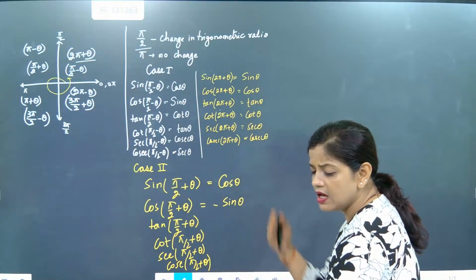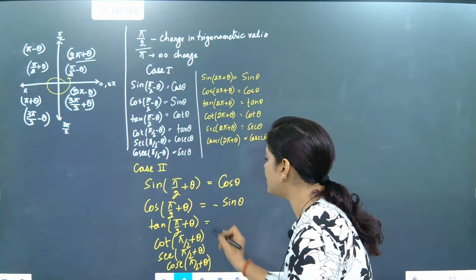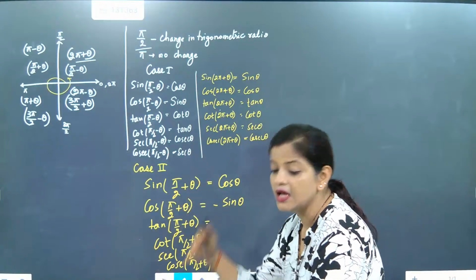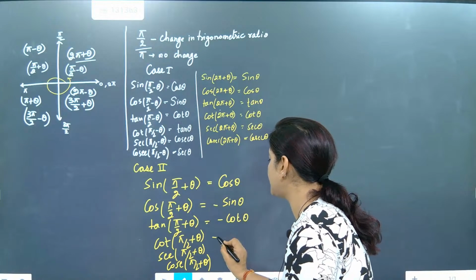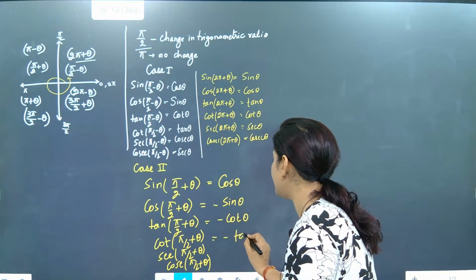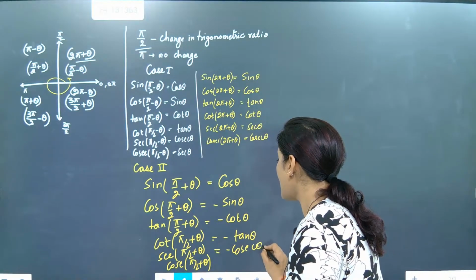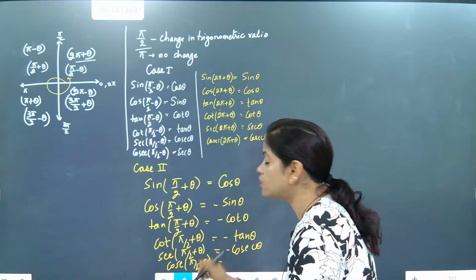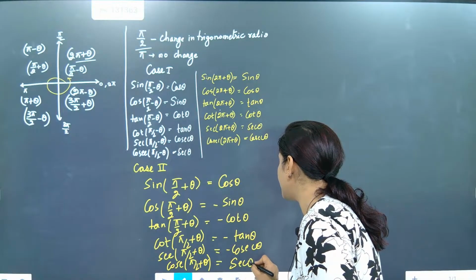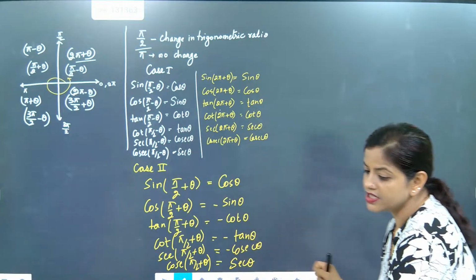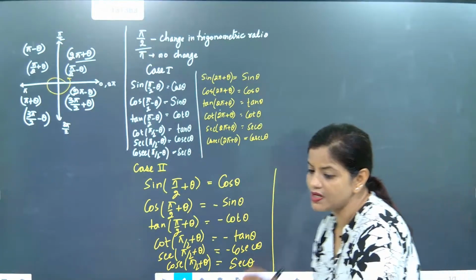Same thing happening for tan. The moment tan graph will start exceeding 90 plus, it will start going down. So tan will get converted into minus cot theta. Cot will get converted into minus tan theta. And secant will get converted into minus cosecant theta, and cosecant will give you positive value. This you must remember. So cosecant will give you secant theta. This is must remember part. Cosecant will give you what? Secant theta. And this is for second quadrant where pi by 2 plus theta is changing.